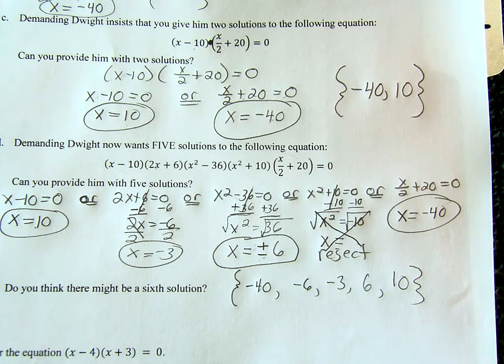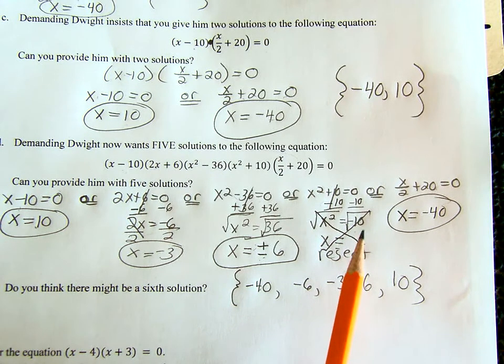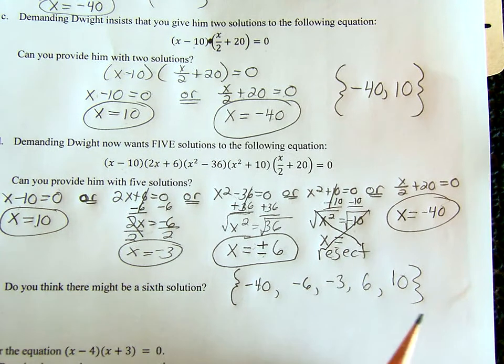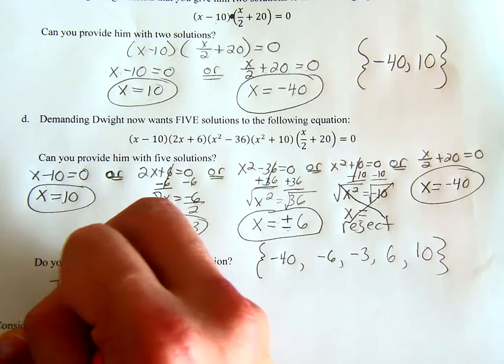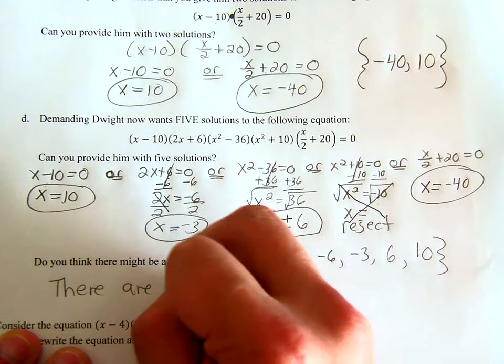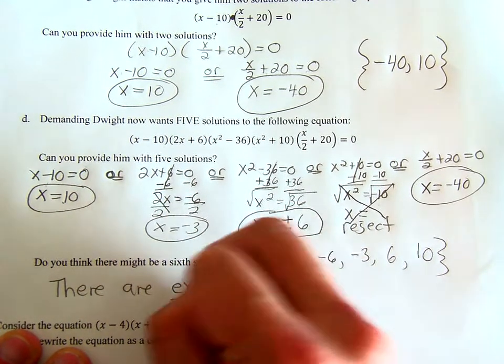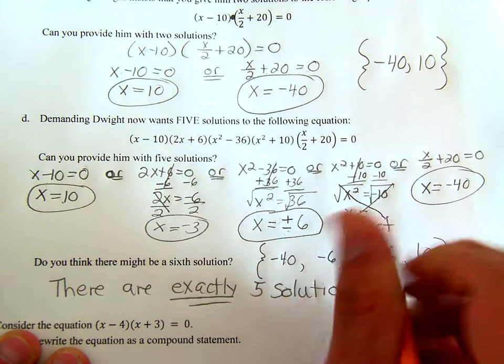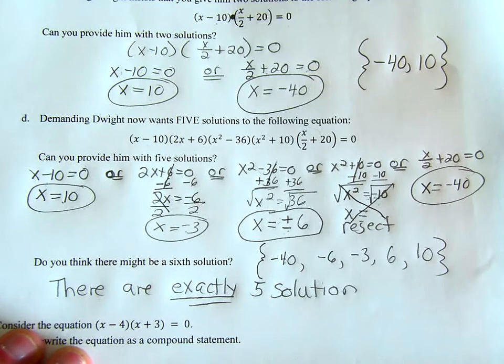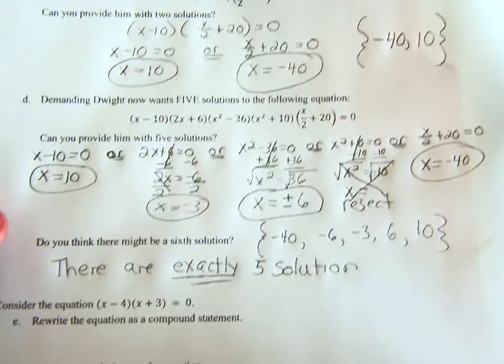And now we have to look at the next question. It says, do you think there might be a sixth solution? So if there were to be a sixth solution, it would be in this one that we just rejected. But we know that we can't have the square root of a negative 10. So what we're going to say is that there are exactly 5 solutions, because there can't be a sixth one, because we can't take the square root of a negative number here. Okay? So now let's look at the next one.